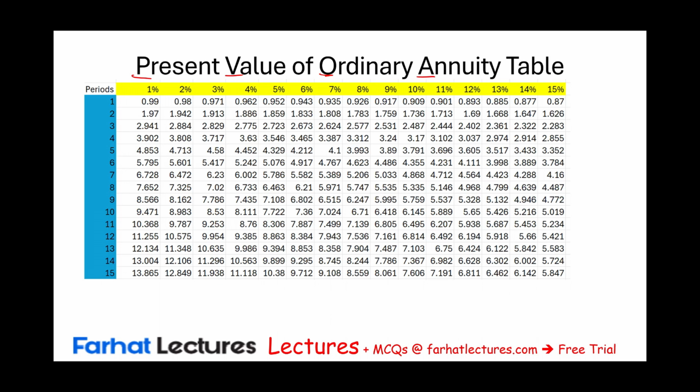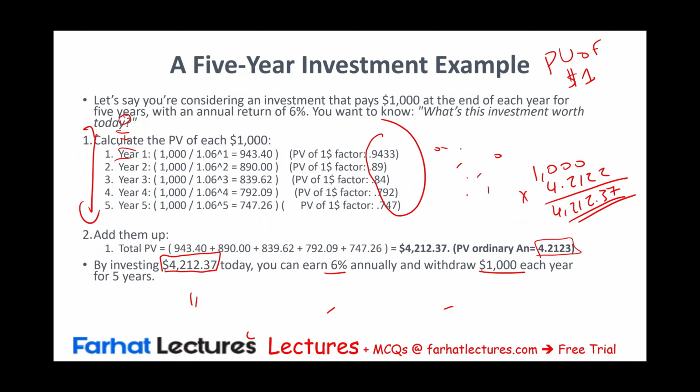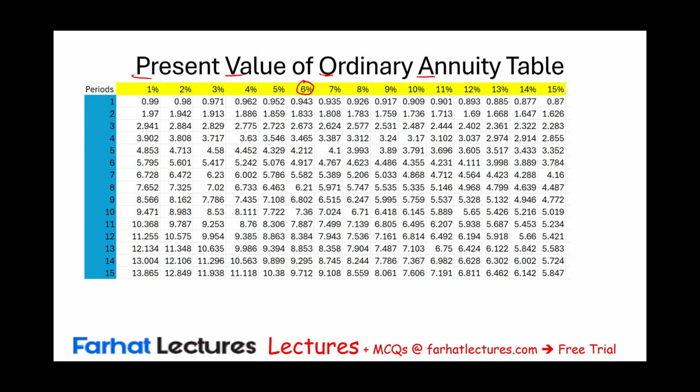Well, you would say the investment is 6%, and how long is this? This is 5 years. So 6%, 5 years, you go to the corresponding cell, and it's 4.212. So if you take 1,000 times the factor, this is called the present value annuity factor, the ordinary annuity factor, it will give us the present value, 4,212. So rather than discounting each payment separately, since this is an annuity, you can go to the present value of ordinary annuity table.